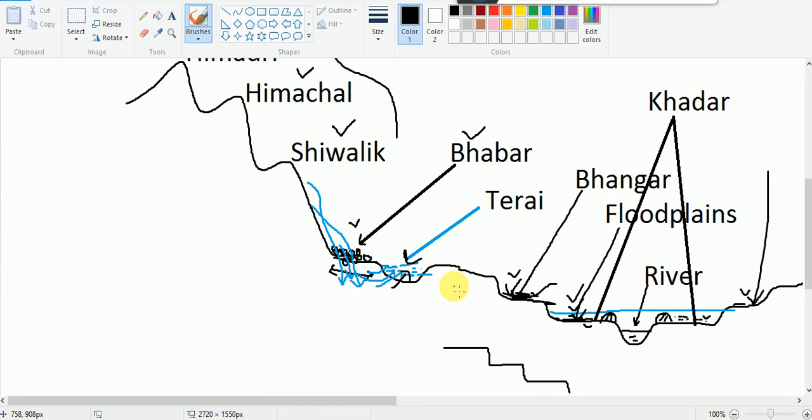And next you will find this bhangar, the older alluvium in terraces. And after the bhangar you will find khadar, in the floodplains. So these are the four major relief features of the northern plains from north to south.